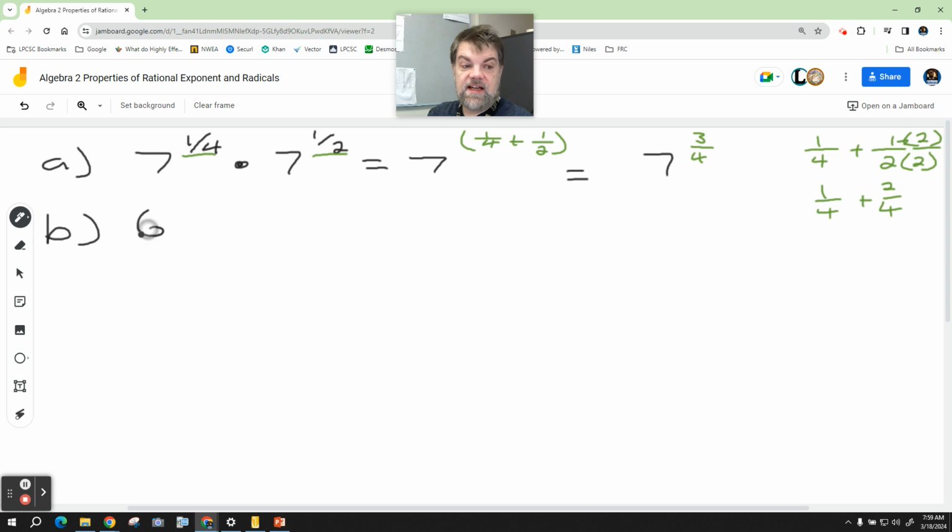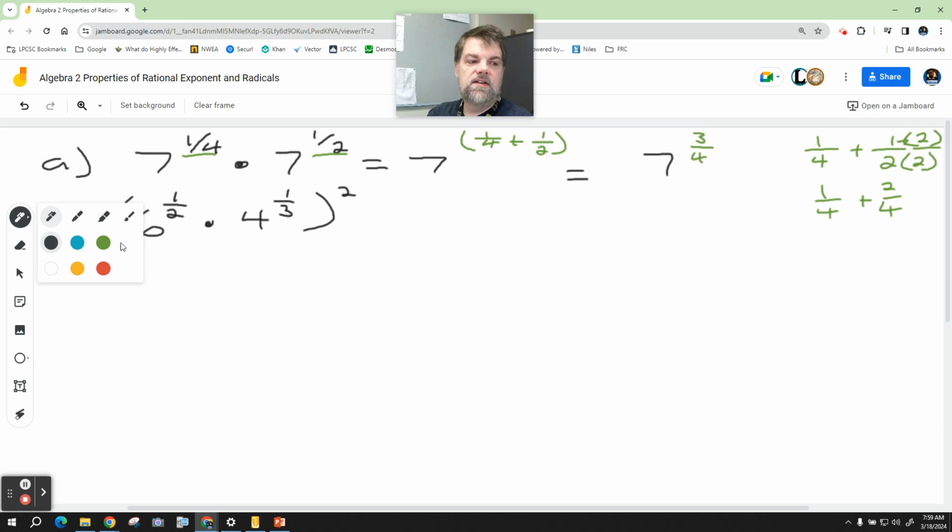All right, let's do another one. For this one, I've got 6 raised to the 1/2 times 4 raised to the 1/3, and then this is raised to the 1/2. Now this is an interesting one because we're raising a power to a power, but we don't have the same base. So we have to be kind of careful with that. Like I said, think of this like the distributive property. I'm going to multiply this 2 by this 1/2, and then I'm going to multiply the 2 by the 1/3.